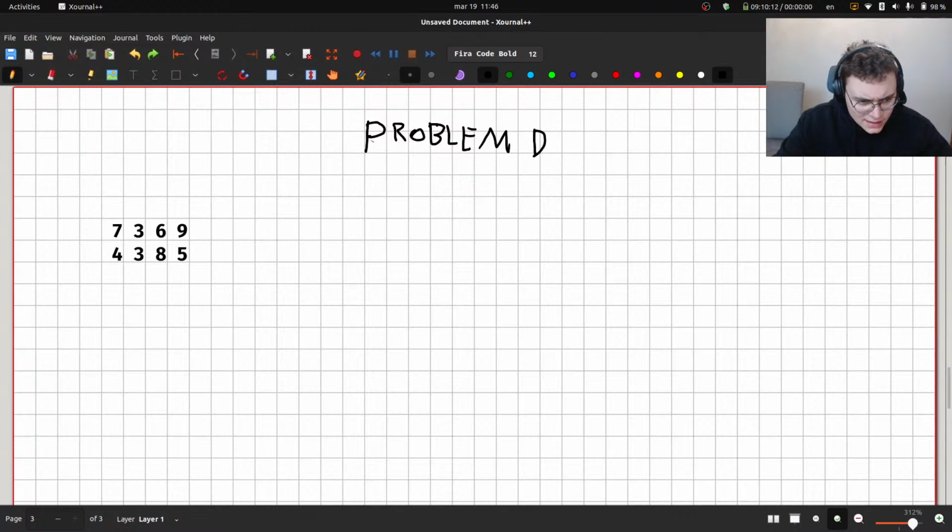So each person in the queue has two values, AI and BI.